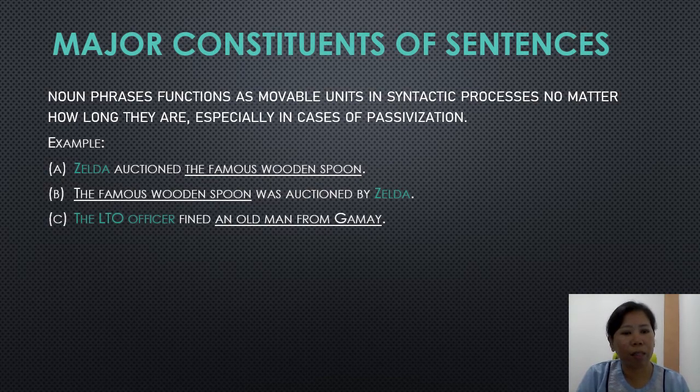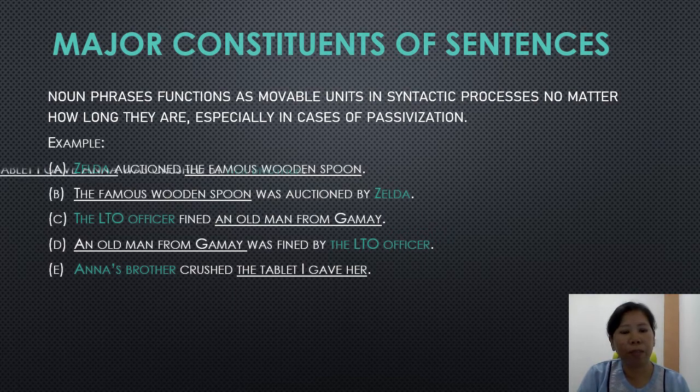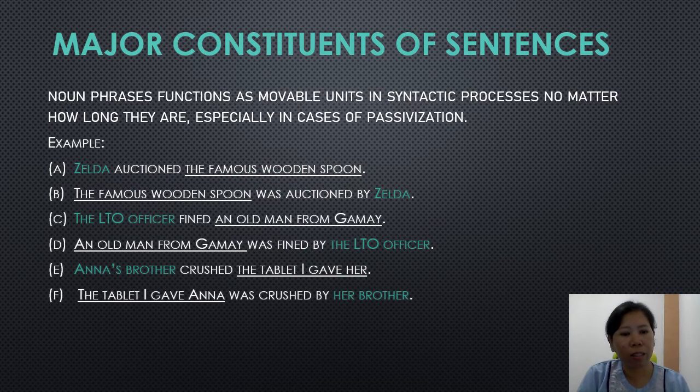And let's have the third example. The LTO officer fined an old man from Gamay. We can say an old man from Gamay was fined by the LTO officer. Or the next example here says, Anna's brother crushed the tablet I gave her. And we can write it too. The tablet I gave her was crushed by her brother. The tablet I gave Anna was crushed by her brother.